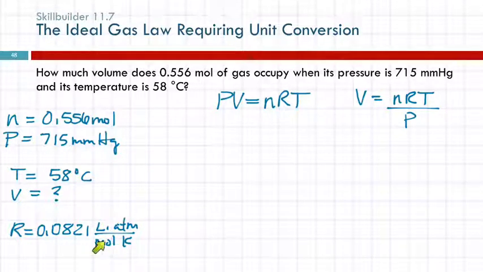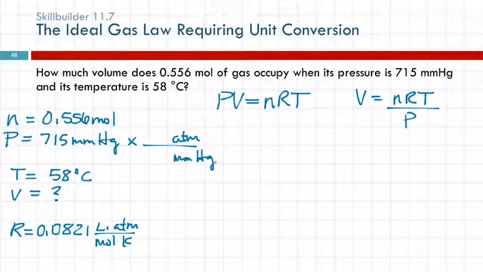The units on R tell me what my other units have to be. I need liters, atmospheres, moles, and kelvins. I've got moles, millimeters of mercury, and degrees Celsius. The moles are fine, but millimeters of mercury is not fine. So I need to convert this to atmospheres. I want atmospheres and millimeters of mercury down here.